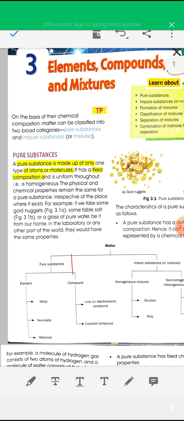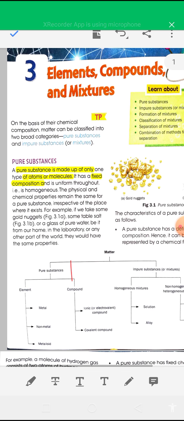Matter is composed of very small particles which are known as atoms and molecules. You know that. Molecules can exist independently while atoms may or may not exist independently. Atoms combine to form molecules. You have already studied this in class 6.